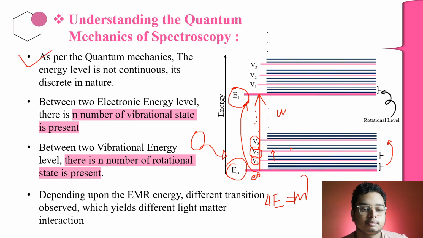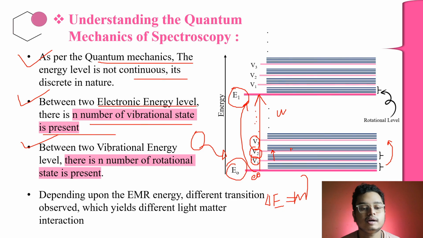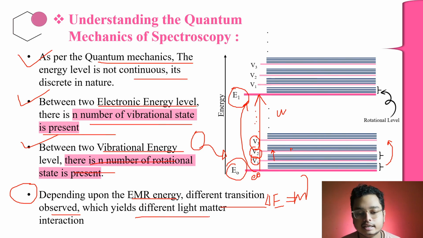So here it is written that as per quantum mechanics, the energy level is not continuous, it is discrete in nature. Due to this, as we know from the Bohr model, a transition is observed between two energy levels when the photon energy is equal to the transitional energy. Quantum mechanically, between two electronic energy levels there is an n number of vibrational states, and between two vibrational levels there is an n number of rotational states. Depending upon the EMR energy, different transitions are observed, which yield different light-matter interactions, that is, different spectroscopy.